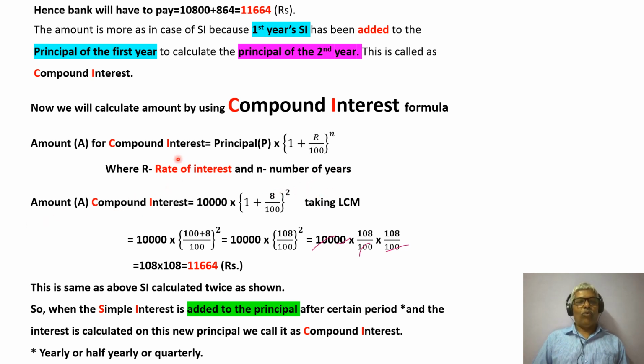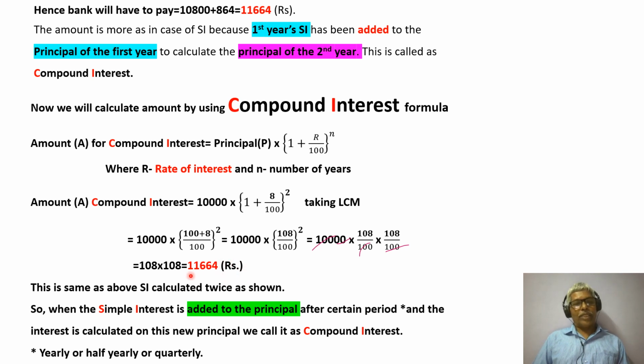Now substitute the quantities in this: principal 10,000 into 1 plus 8 upon 100, the whole squared. Taking the LCM of the bracket, you get 10,000 into 108 upon 100, the whole squared, that is 108 upon 100 into 108 upon 100. Then the zeros are cancelled, and 108 into 108 is 11664 rupees. Don't forget to write these rupees or unit.